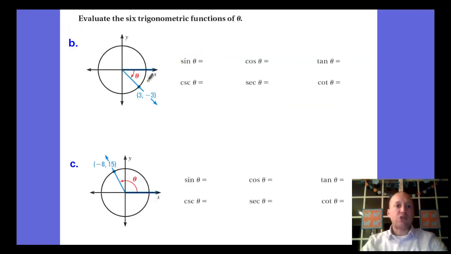Okay, so we can evaluate the 6 trig functions for this value of 3, -3. We can get the right triangle here, and we can know our x value is 3, our y value is -3, and we can write our trig ratios. So sine is going to be opposite over hypotenuse. We don't know that. We use Pythagorean theorem. It's going to be 9 plus 9 equals c squared. I've already squared the 3's. So we have 18 equals c squared. So c is going to be 3√2. So that's the hypotenuse, 3√2.